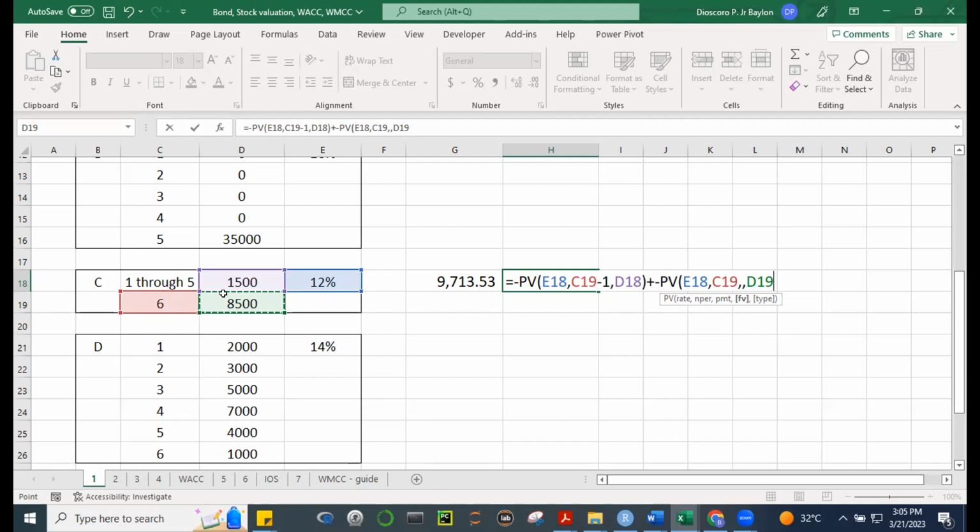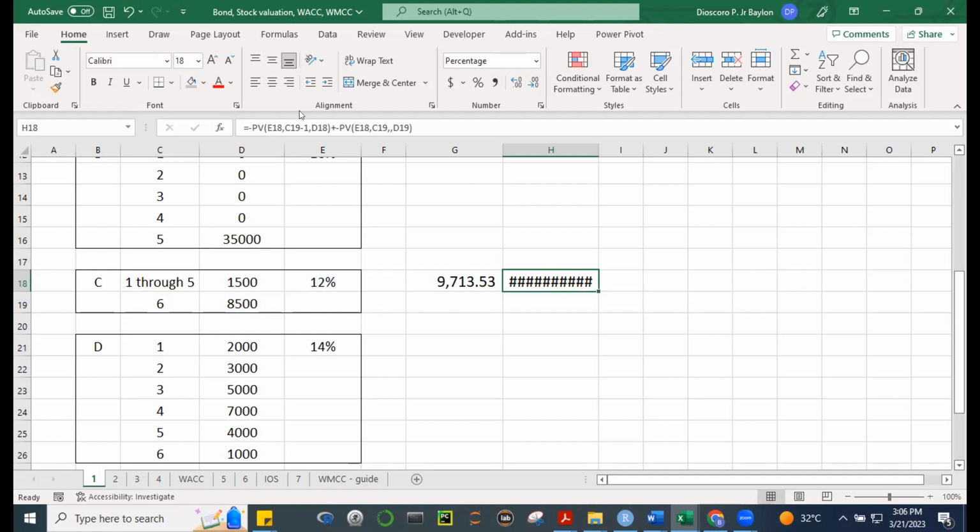The PMT, saan yung ano ko, parenthesis? Okay, the PMT, the annuity, this one, but there should only be 5 years. So that's 6 minus 1. And then this one, the single cash flow, which is 8.5, but there should be 6 years. Okay, so Control Enter. Control 1, let me see.